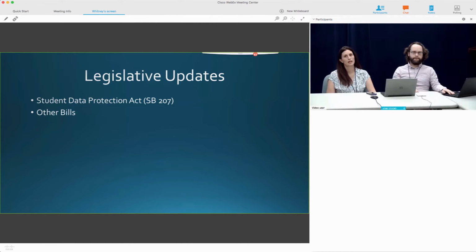This is just kind of a very brief overview. So this is not the last you're going to be hearing about any of these major proposed changes to the Student Data Protection Act.